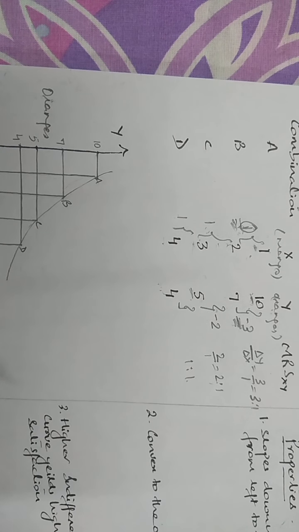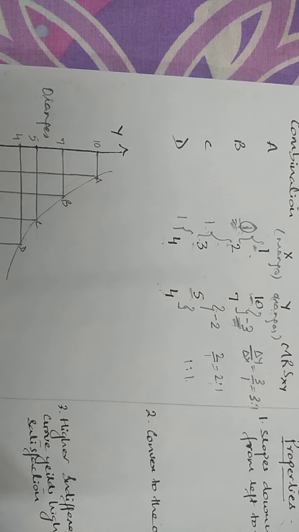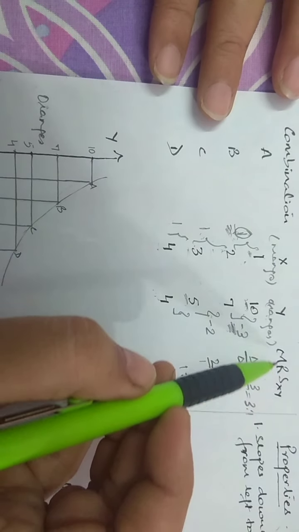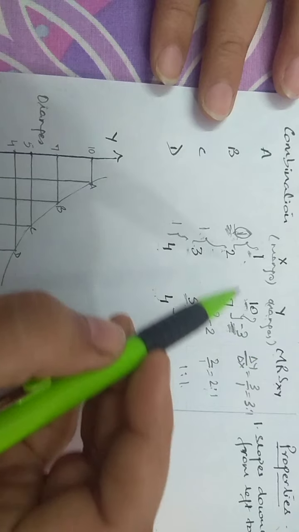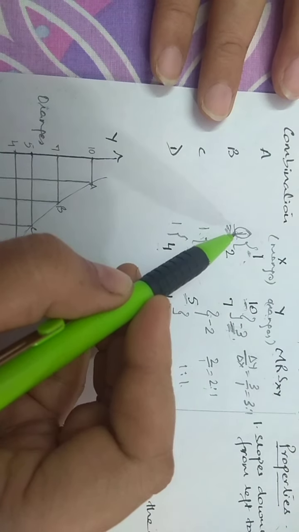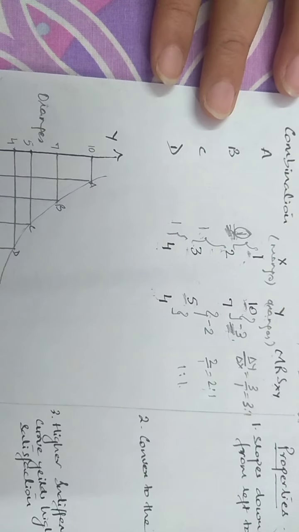Please underline this definition in your book. This may be asked for 2 marks. Marginal rate of substitution. So how do we write this? Marginal rate of substitution of X for Y. That means how many units of Y is a consumer willing to give up to obtain 1 unit of X.